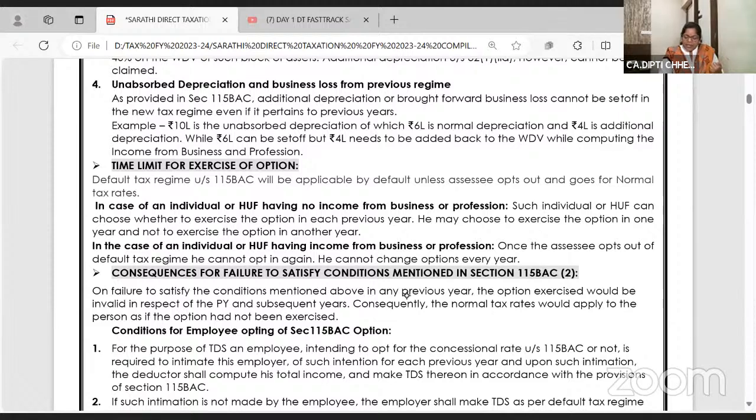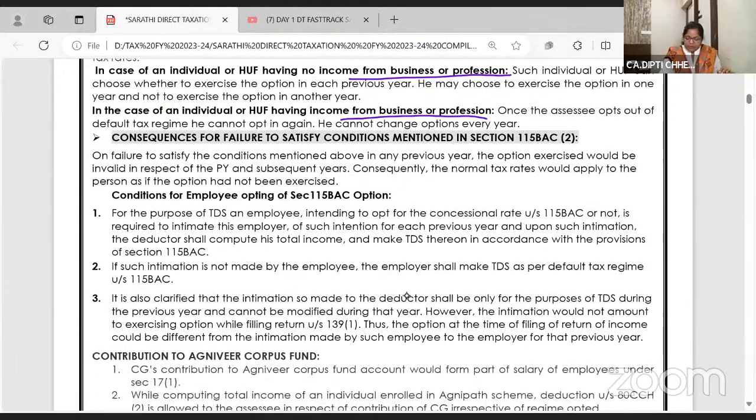If you are not having business income, every year you can decide at the time of filing the return whether you want to go for default tax regime or opt out of default tax and file your return in normal tax regime. But if you're having business income, then once you opt out, again, you cannot opt in.